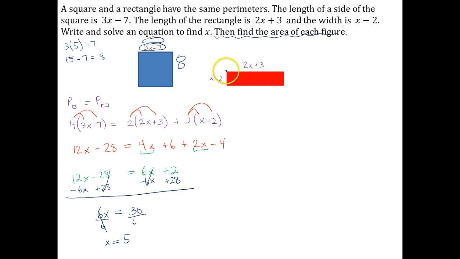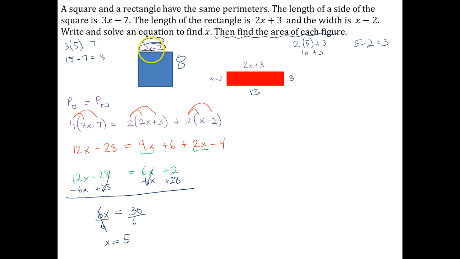Well, let's find out the length and the width of the rectangle. So for the length, that's 2x plus 3. That x is 5, so 2 times 5 plus 3, that's 10 plus 3. So the length is 13. And then the width is x minus 2, so that's 5 minus 2, which is 3.